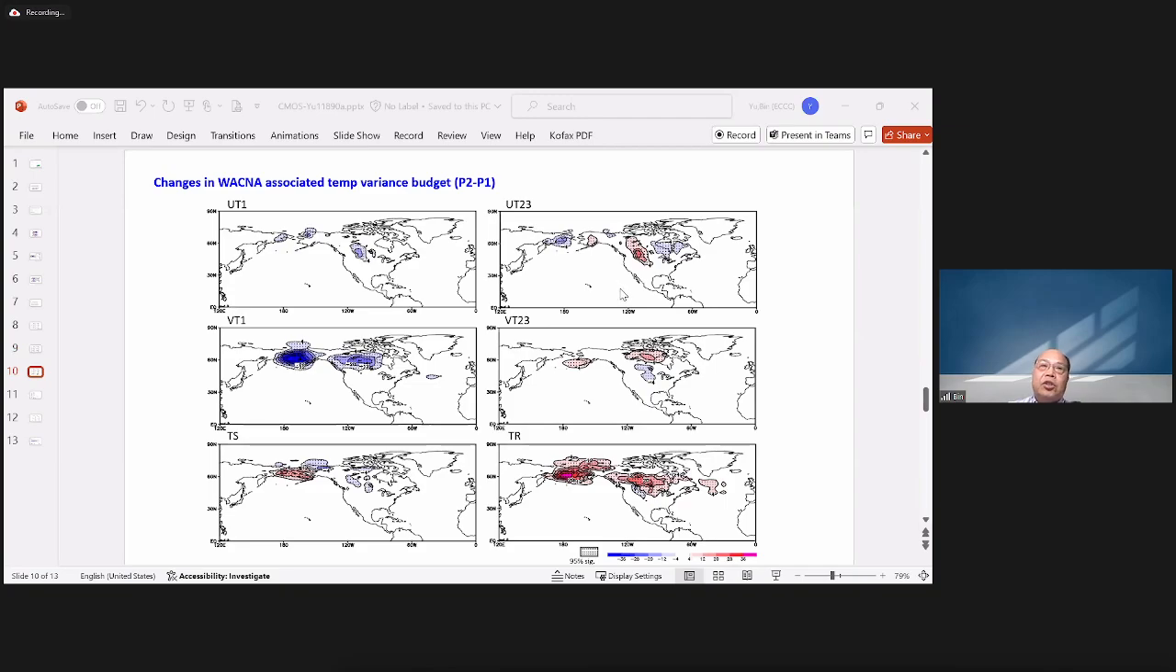We then look at the changes in the WCNA associated temperature budget between the later period and the early period using the model simulation. We see the changes still show three dominant terms, VT1, TS, TR, with a decrease in meridional heat transport supporting the WCNA decrease. This decrease is stronger in the CBS center than North America, which explains the larger WCNA amplitude decrease in CBS. And the changes in this VT1 term are mainly balanced by changes in TR and TS.